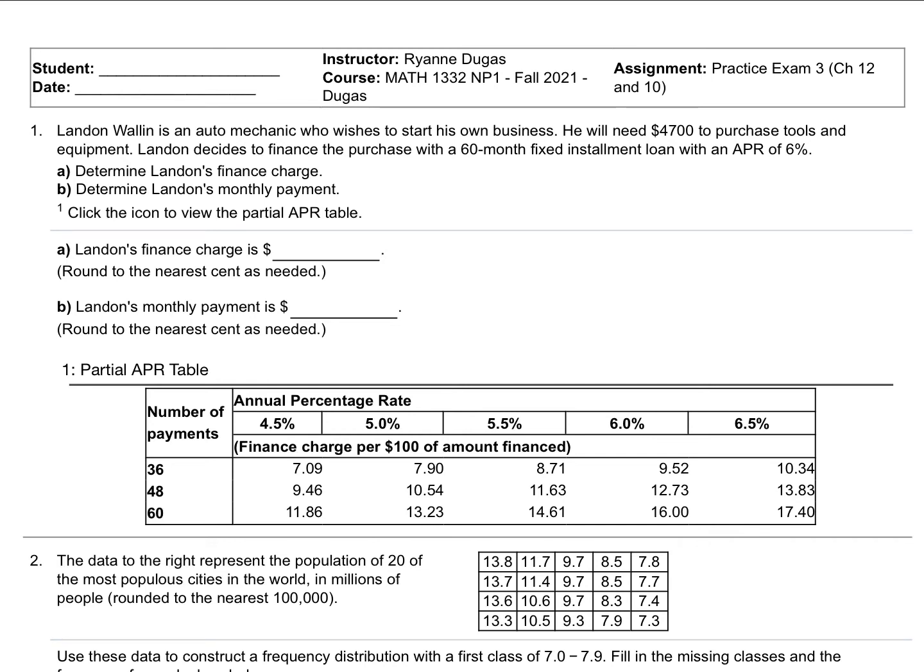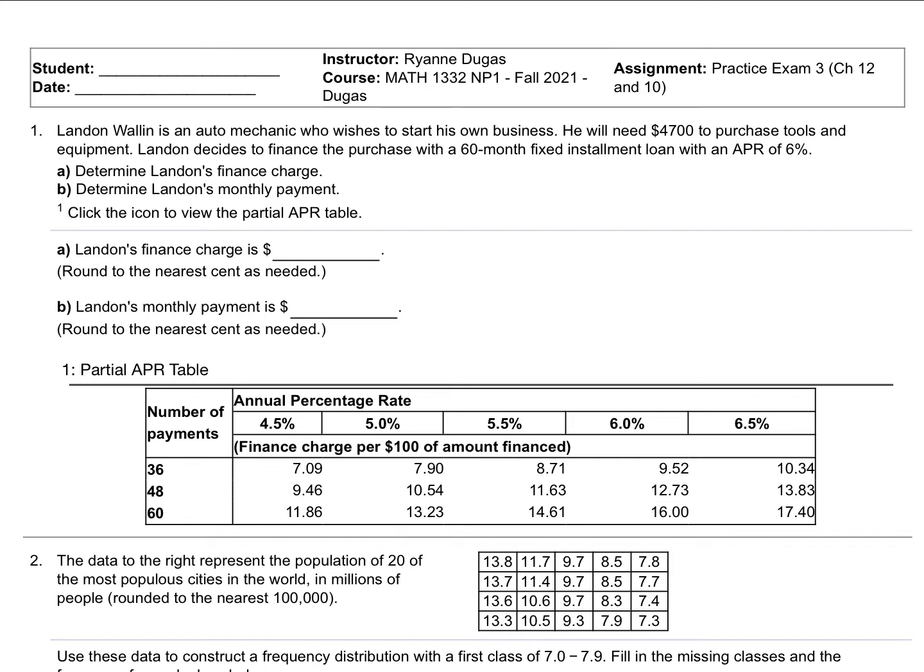This is exam 3, practice exam. This covers chapters 12 and 10, and they are mixed up together. So any of the ones that are about finance, that would be from chapter 10, and then the problems dealing with probability, that would be from chapter 12. So let's start with number 1.